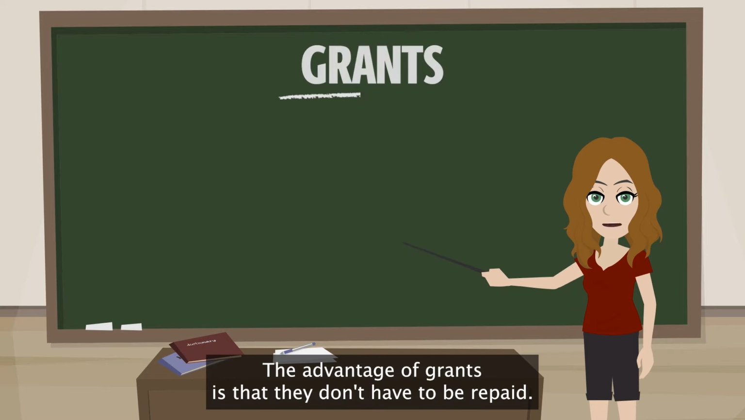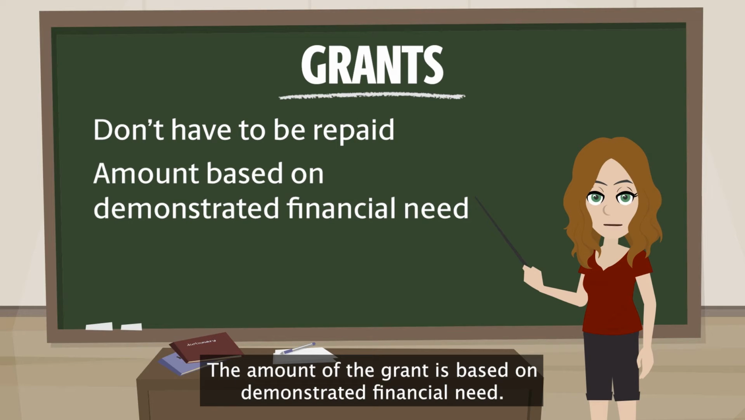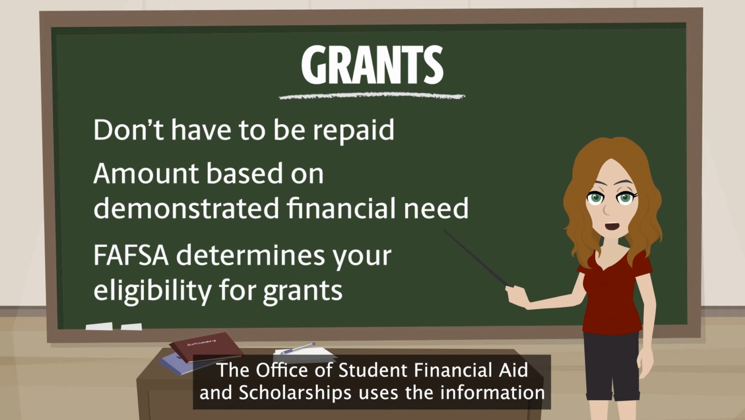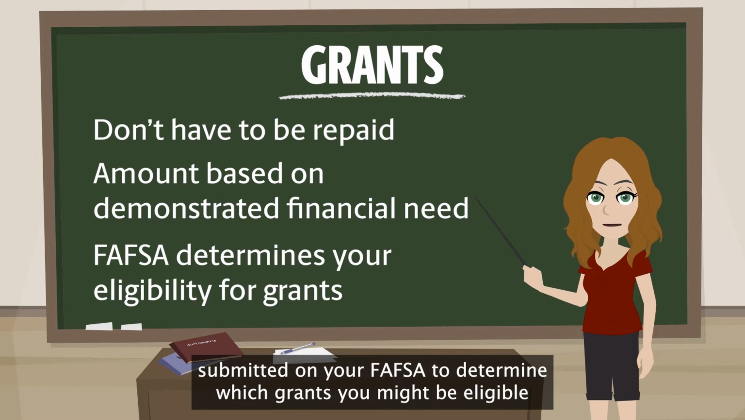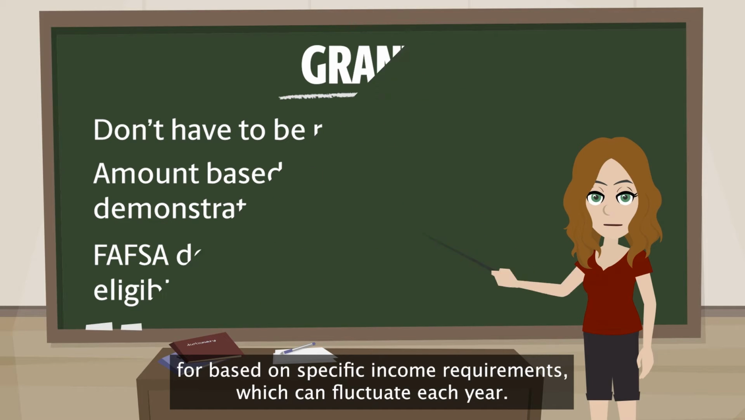The advantage of grants is that they don't have to be repaid. The amount of the grant is based on demonstrated financial need. The Office of Student Financial Aid and Scholarships uses the information submitted on your FAFSA to determine which grants you might be eligible for based on specific income requirements, which can fluctuate each year.